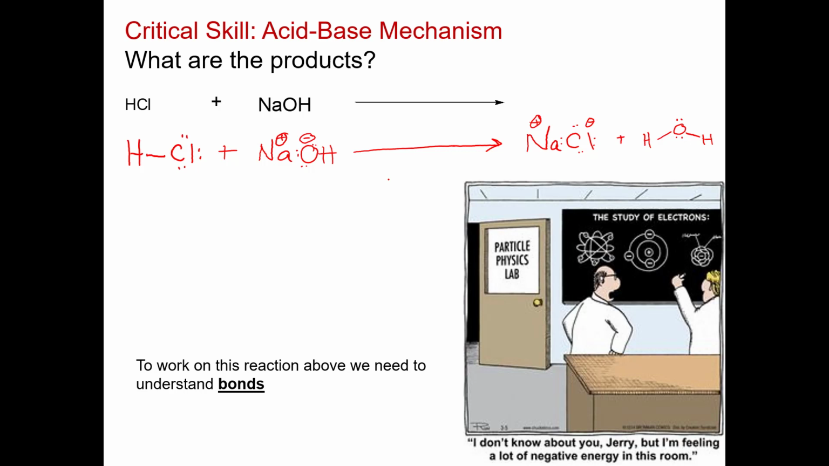Okay, so to work on this reaction above, we need to understand bonds. And to understand bonds, we need to understand atoms. And to understand atoms, we need to understand protons and electrons and neutrons and the atomic structure. So I'm backing up. We're going to do a lot of review in this chapter, and we're going to build our way up to being able to talk about bonds by the end of the chapter.